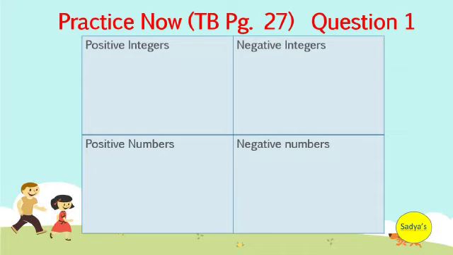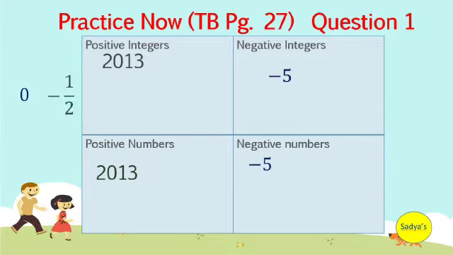Let's solve question number 1 of practice now given on textbook page number 27. We are given some numbers and we have to identify their type. Negative 5. Negative sign with the number indicates it is a negative number. And since negative 5 is neither fraction nor decimal, so it is also a negative integer. 2013. No sign with the number indicates it is a positive number. And since 2013 is neither a fraction nor a decimal, so it is also a positive integer. 0. 0 is neither positive nor negative, so it stays here.